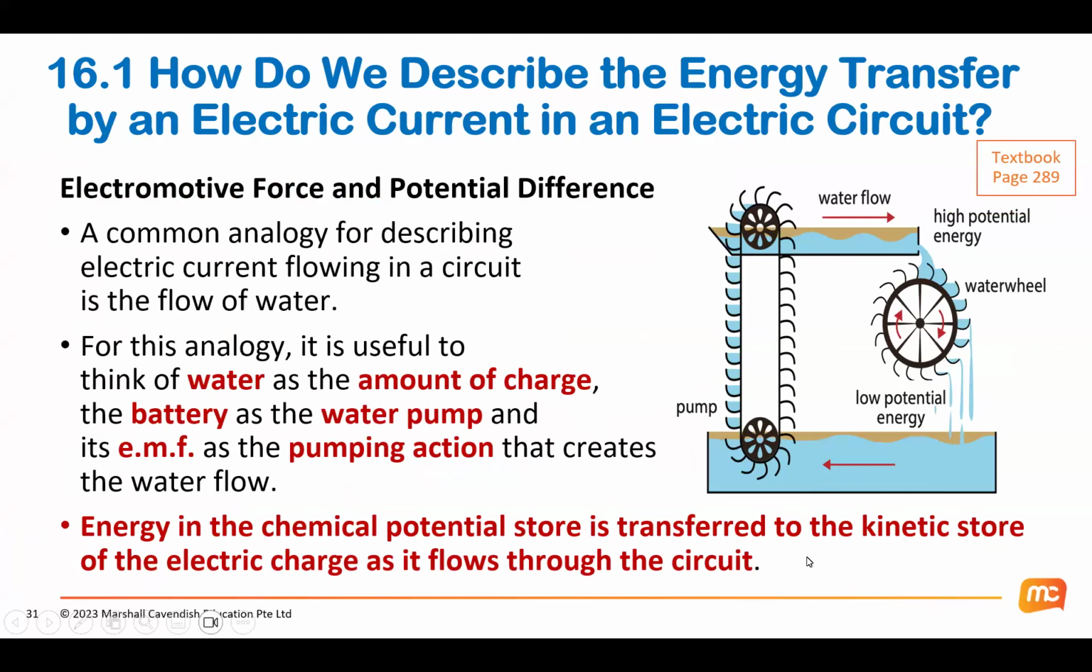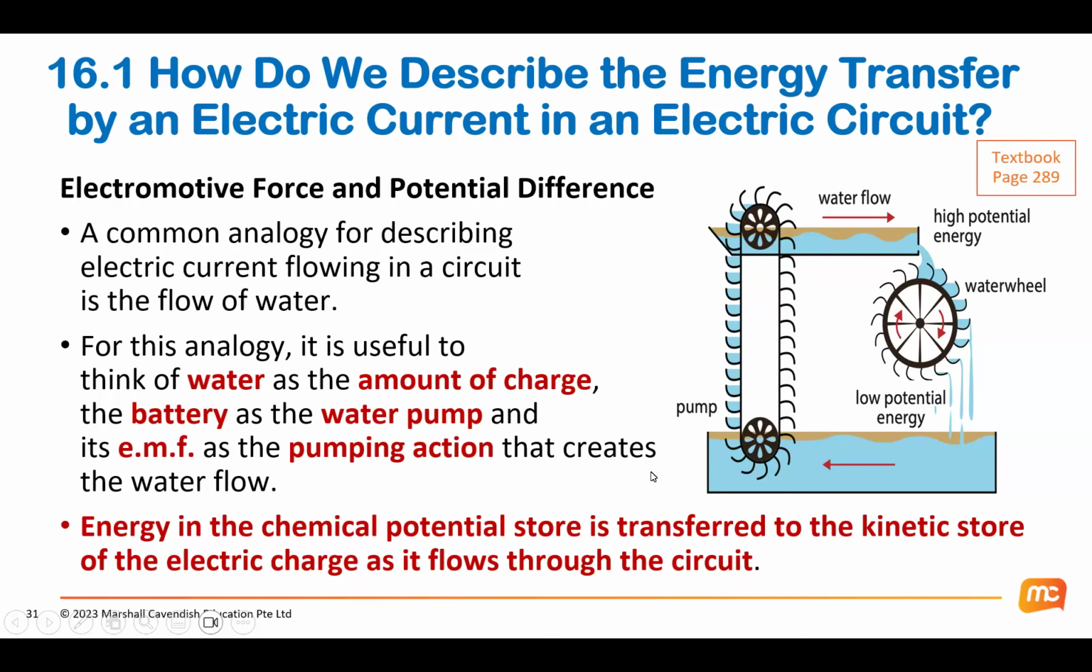So the analogy used in your textbook is like your circuit is actually like this water pump system. So the water that is moving in the water pump system is the charges that is moving. And then the battery is the pump that pumps the water up so that the water can flow down, okay, from a place of higher gravitational potential energy, drop down to a place of lower potential energy. Okay, and EMF is actually the pumping action of the pump. So the energy in the chemical potential store of the pump is transferred to the kinetic store of the water or the electric charges as it flows through the circuit.